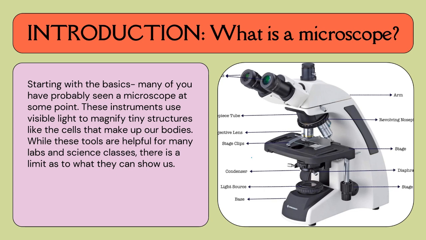The stage right here is where the sample, or what you're trying to look at, is placed, and these little clips are what secure it. The two lenses at the top are the eyepieces and allow you to see the magnified version of your sample. The revolving nose piece down here changes the magnification, making it more or less zoomed in. And then the light source goes through the condenser to create the magnification of the microscope.